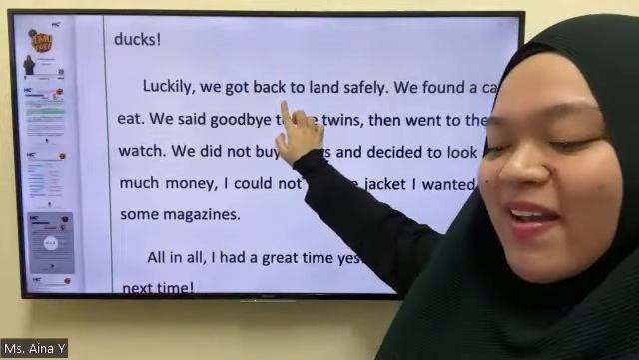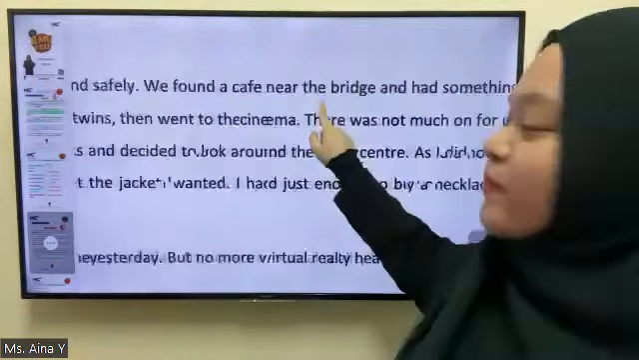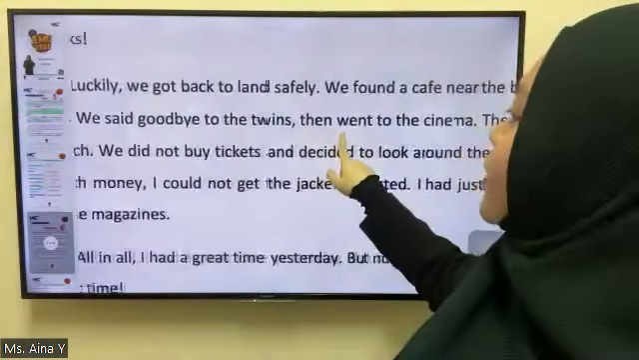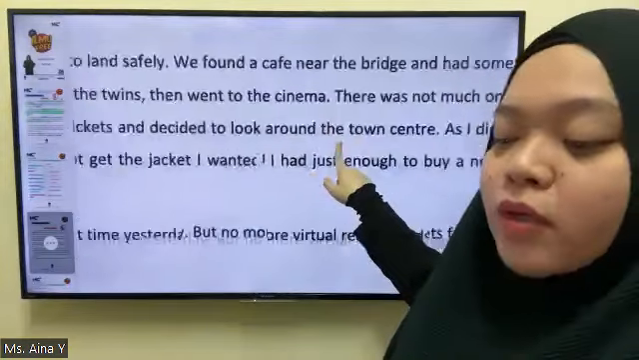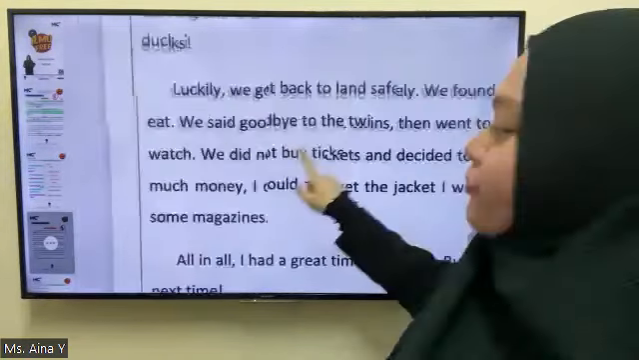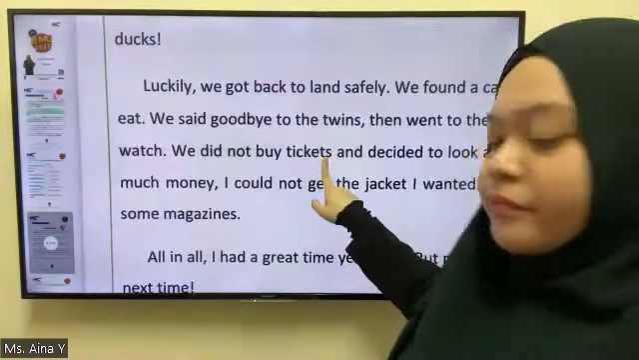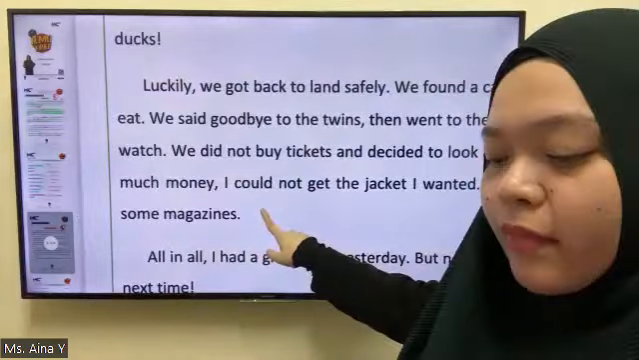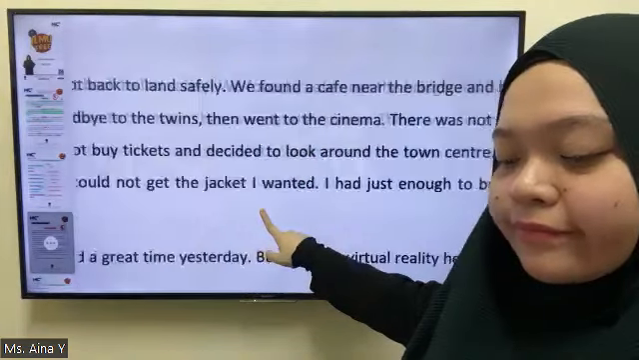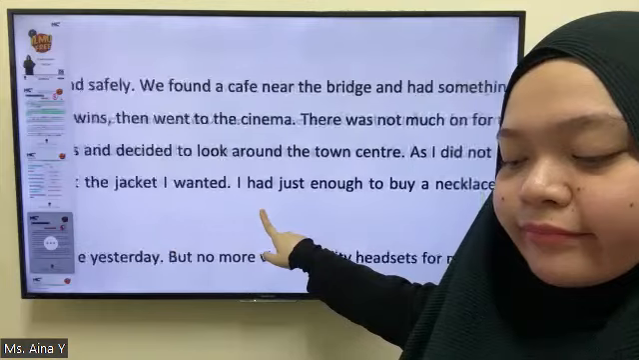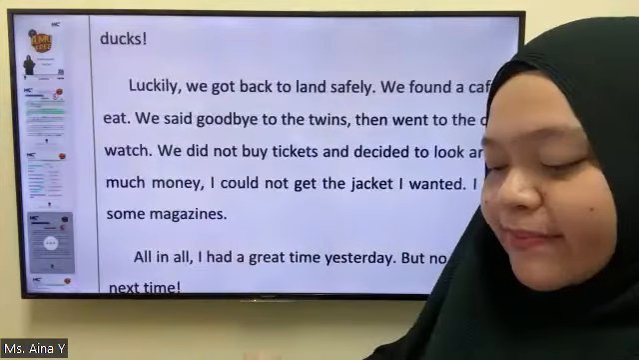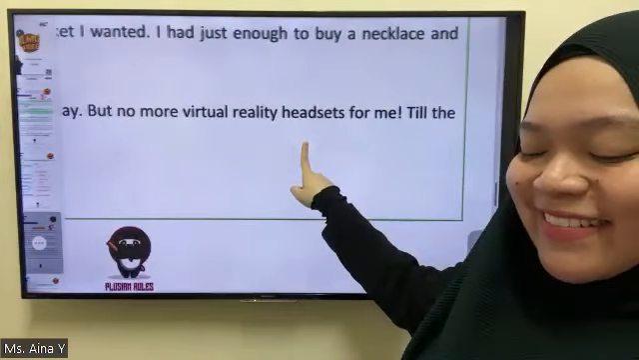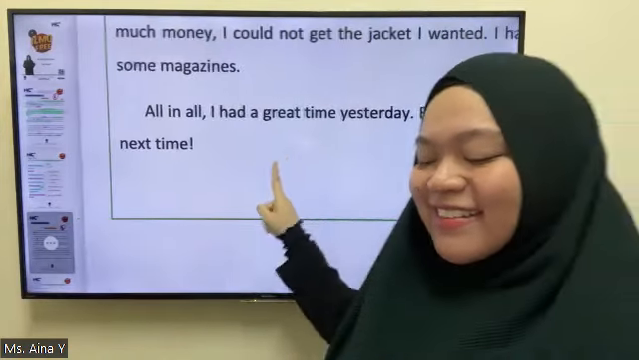Luckily, we got back to land safely. We found a cafe near the bridge and had something to eat. We said goodbye to the twins, then went to the cinema. There was not much on for us to watch. So we did not buy tickets and decided to look around the town center. As I did not have much money, I could not get the jacket I wanted. I had just enough to buy a necklace and some magazines. God. All in all, I had a great time yesterday, but no more virtual reality had set for me. Till the next time. Bye.